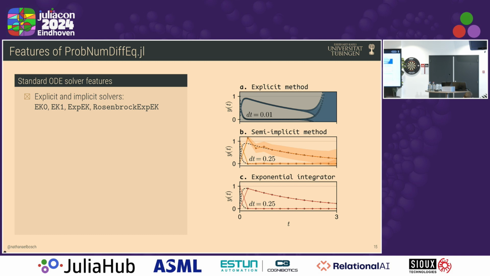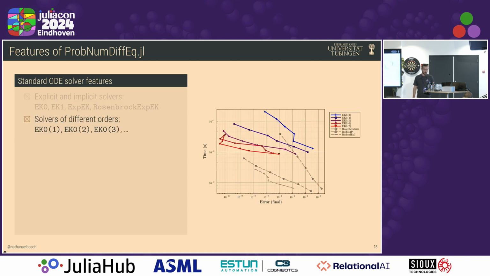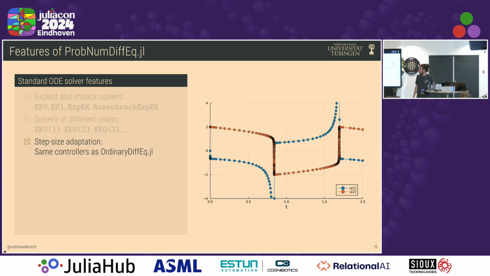EK0 is the explicit one. EK1, if you want to play around, is probably what you should use because it gives you nice uncertainties. You have different orders, as you would expect. You can use them by just putting the order in the brackets. You can make it quite large and it still works. So if you're interested in very high order ODE solvers, maybe that's something for you.